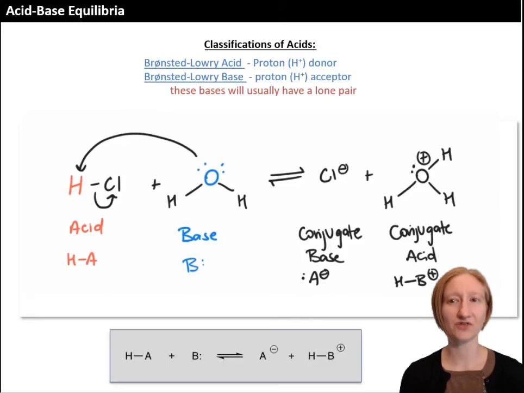And so more generally, we can depict an acid-base reaction in the general form shown here at the bottom. The reaction of HA, the acid, with B, the base. And notice that we draw a lone pair on B, the base. This general acid-base reaction forms A-, the conjugate base, and HB+, the conjugate acid. Notice also that the acid, upon losing its proton, becomes the conjugate base, and the base, upon gaining the proton, becomes the conjugate acid.